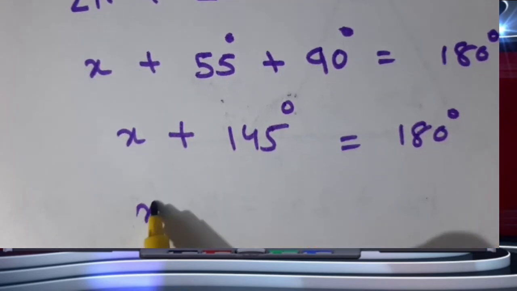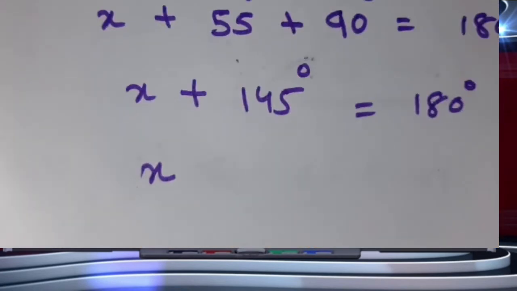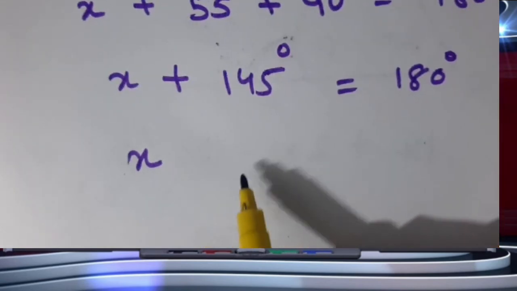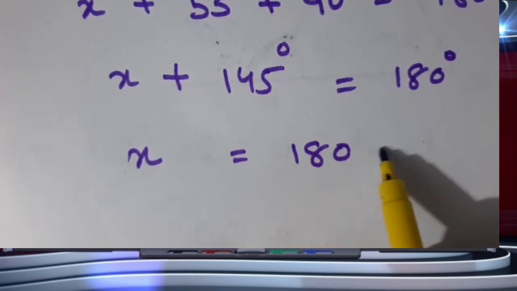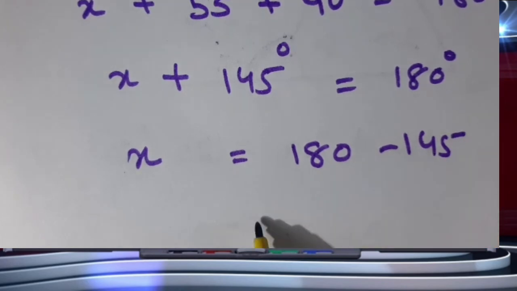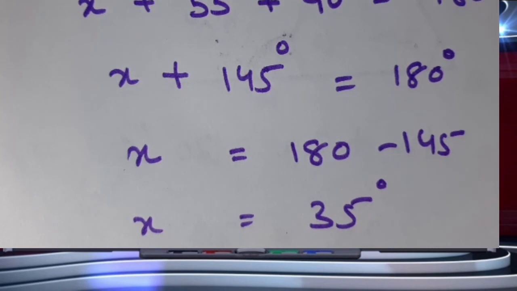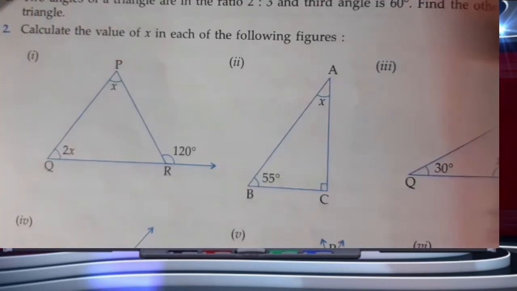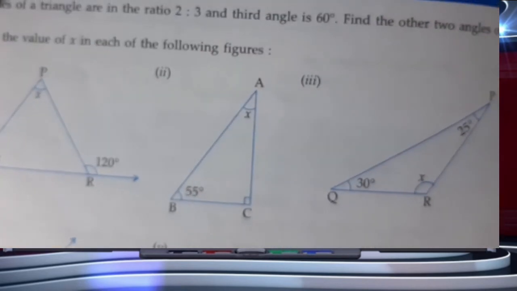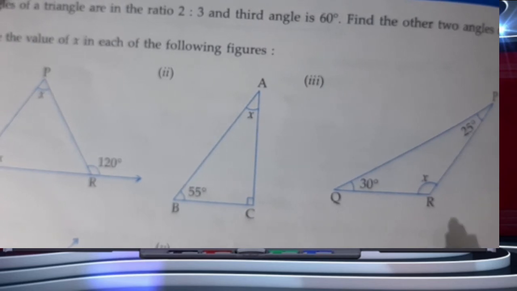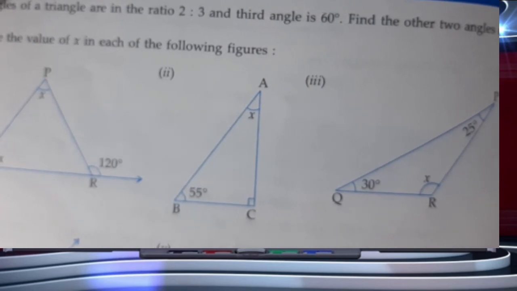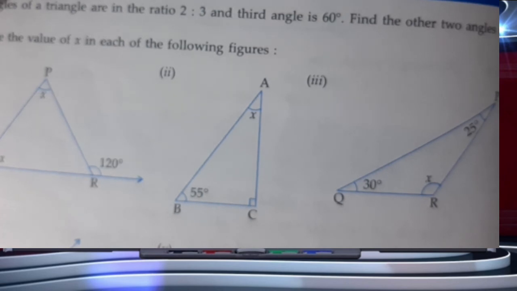Now you will find out the value of x. 145 you will shift to the right hand side. It will become 180 minus 145, which is 35. So the value of x here is 35 degree. Now come to the third part. The third part is also the same. Here you will use angle sum property, that is angle 25 plus 30 plus x is equal to 180 degree. Simply you will use angle sum property and you will find out this.